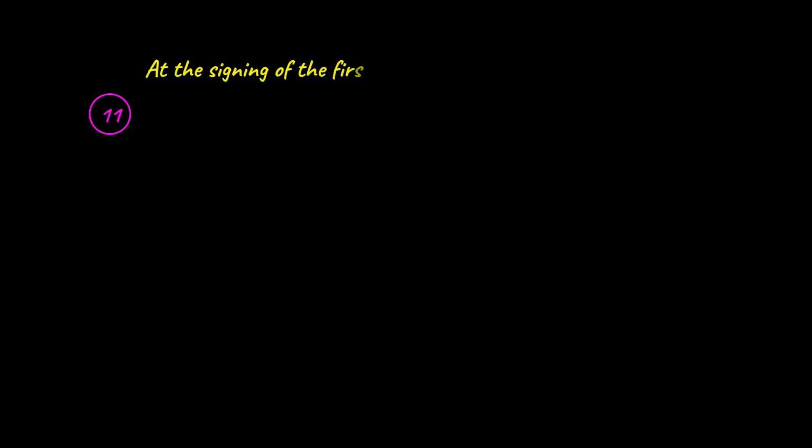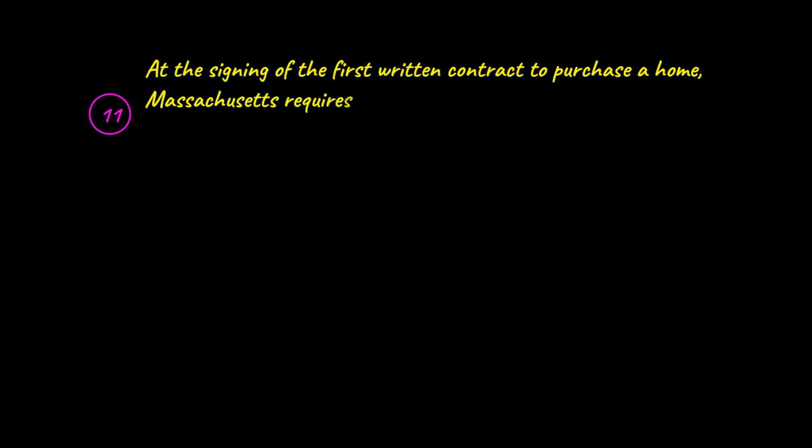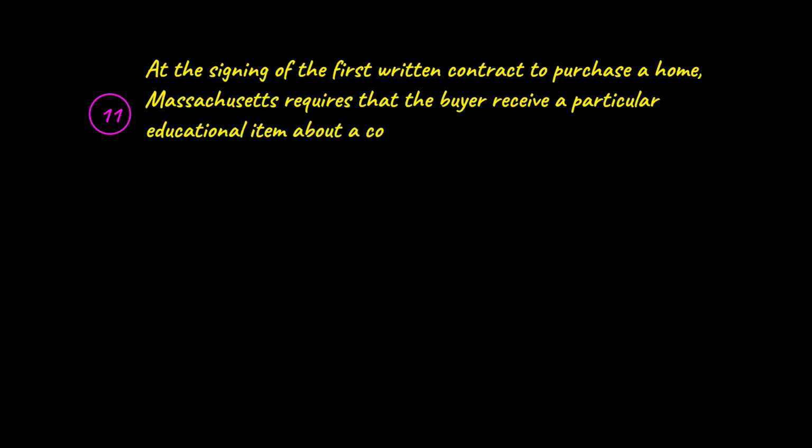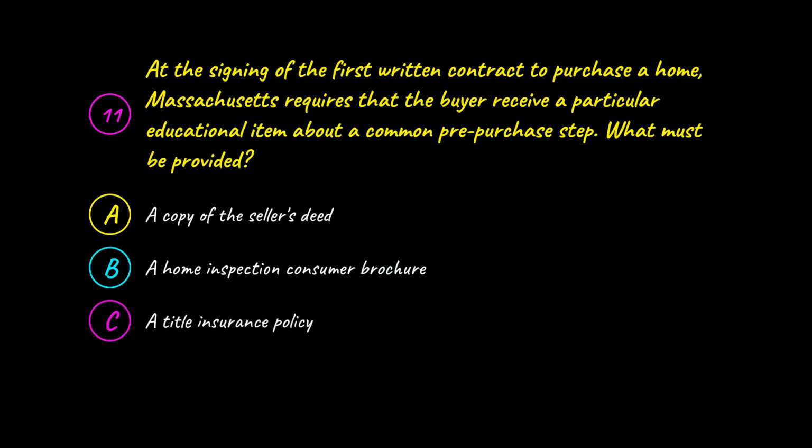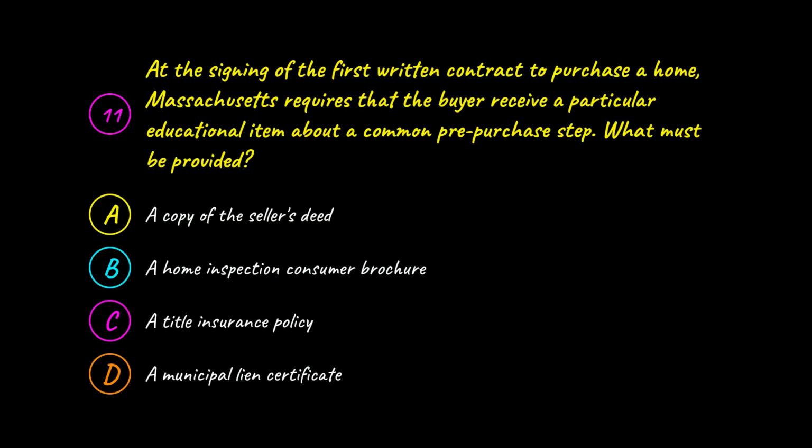Question 11. At the signing of the first written contract to purchase a home, Massachusetts requires that the buyer receive a particular educational item about a common pre-purchase step. What must be provided? Your options are A, a copy of the seller's deed, B, a home inspection consumer brochure, C, a title insurance policy, D, a municipal lien certificate. Before I reveal it, which one do you think is right?